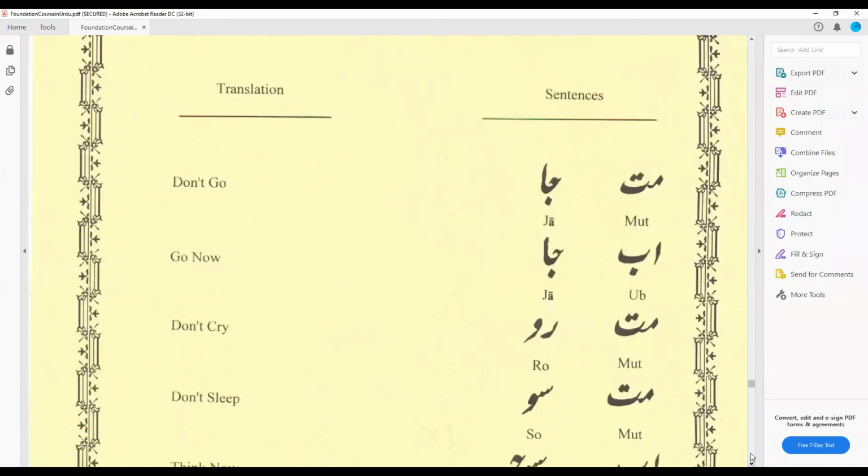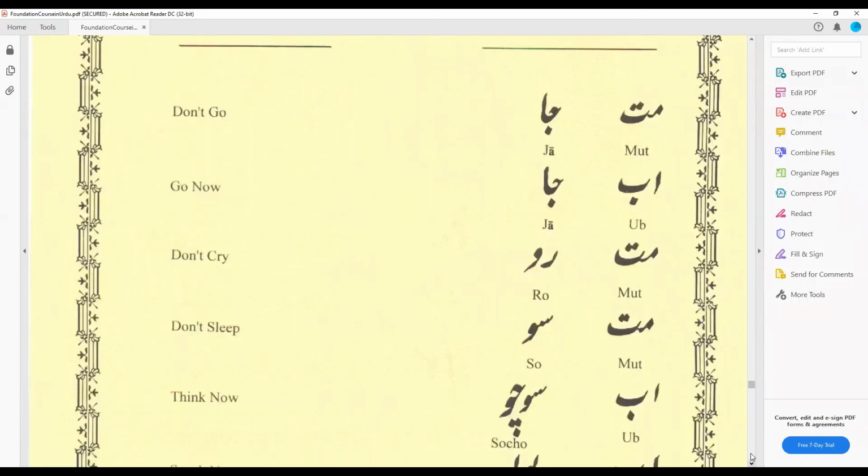We are now in the small sentences. Same words we have read on our last page. What did you read? Mat ja. If you say to someone mat ja, it means don't go. If you say ab ja, or ab jao, it means go now.